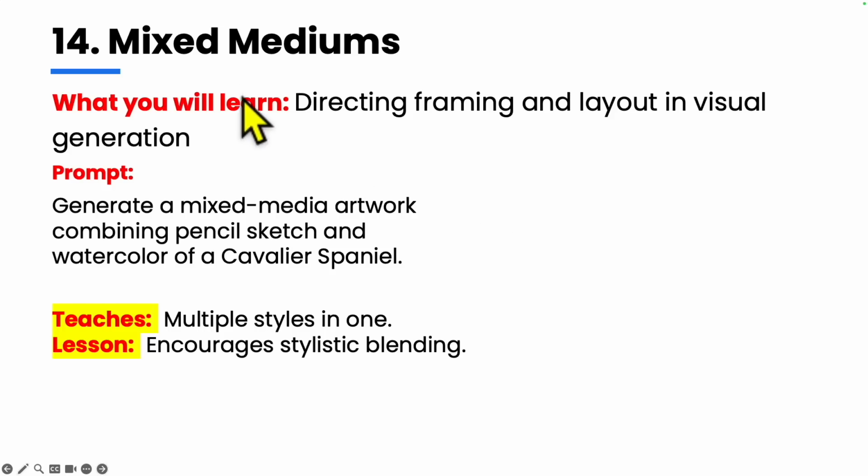Let's look into our next example, mixed mediums. Here, what we are trying to learn is directing the framing and layout in the visual generation. The prompt we are going to use is: generate a mixed media artwork combining pencil sketch and watercolor of a Cavalier Spaniel. So you are incorporating multiple styles into one. In real life, it is quite difficult to do that. You need a very skillful artist, and that artist needs to know multiple skills. What we are trying to learn here is how we can incorporate two or three mediums.